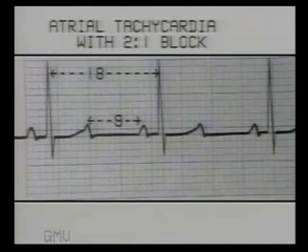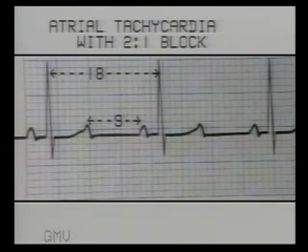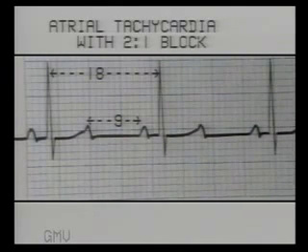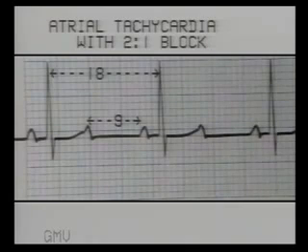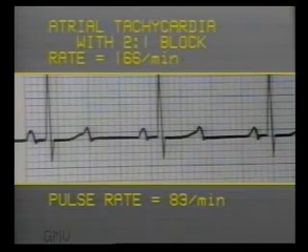In this case, we must count the atrial rate separately as 1500 divided by the number of small squares between two P waves, and ventricular rate separately as 1500 divided by the number of small squares between two R waves. The atrial rate here is 166 per minute, indicating supraventricular tachycardia, and ventricular rate is 83 per minute, indicating 2 to 1 block. That is, in a 2 to 1 block, ventricular rate is exactly half the atrial rate.